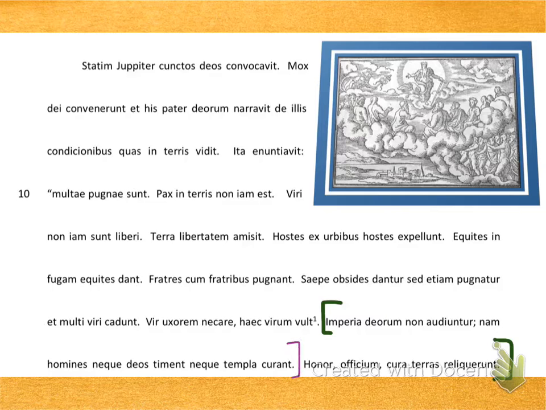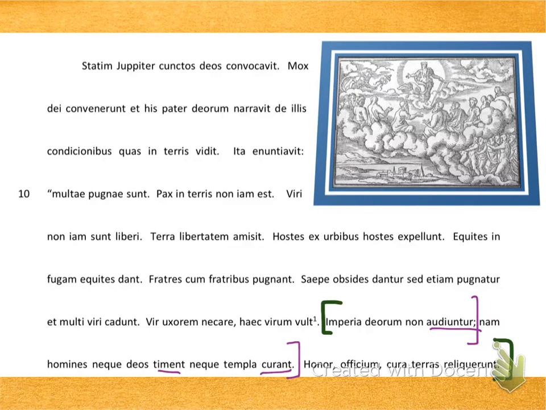So here I have the end of my first sentence, and I noticed as I was reading through it that I have three verbs. The semicolon after the first verb is a really good indicator that my first clause is going to end after audiuntur. Pay attention to the fact that audiuntur is in the passive voice.